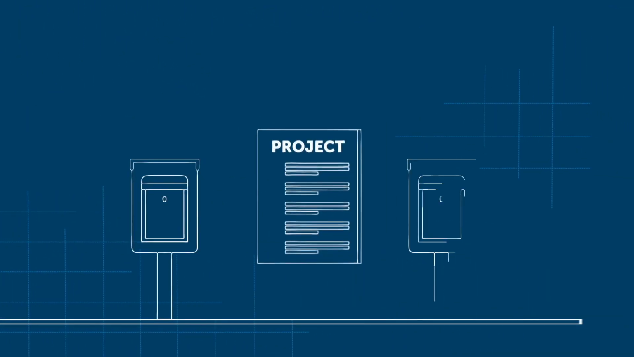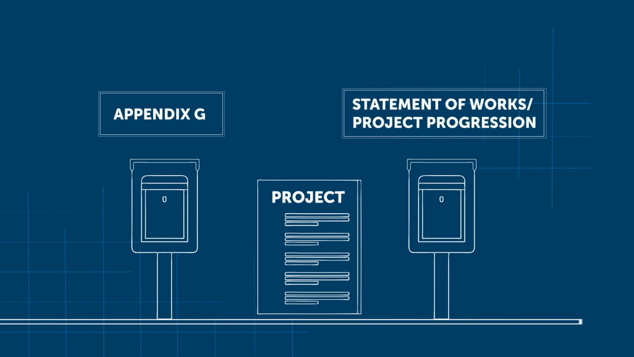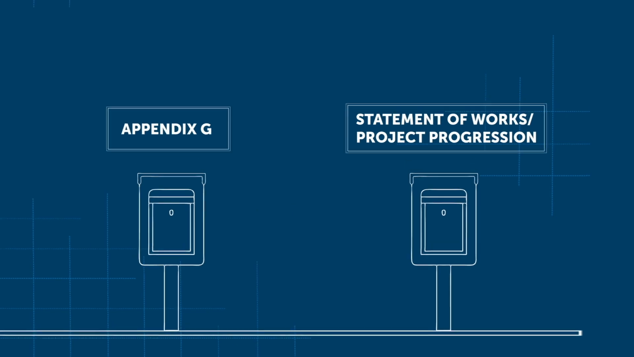Your project will either follow the Appendix G or the Statement of Works/Project Progression route. As part of the Appendix G process, we will submit your project details to National Grid ESO for approval. Appendix G submissions are completed by SEPD every few months.